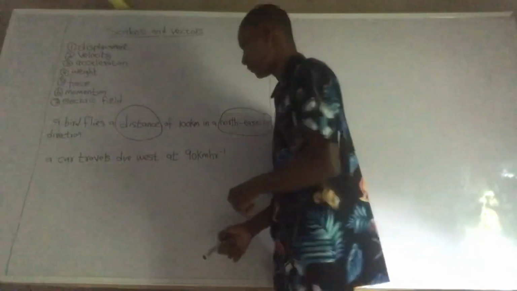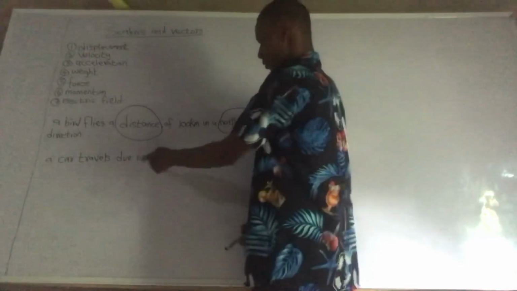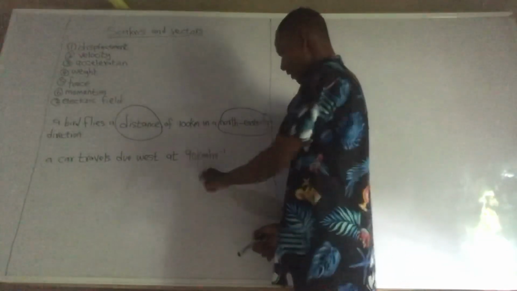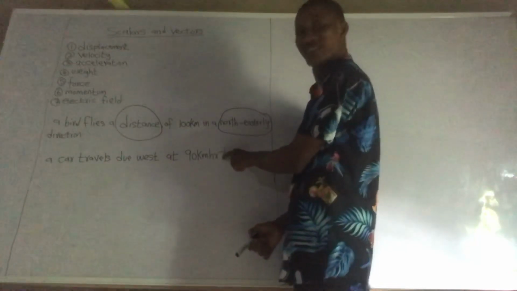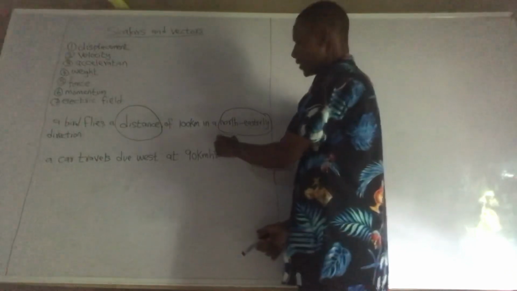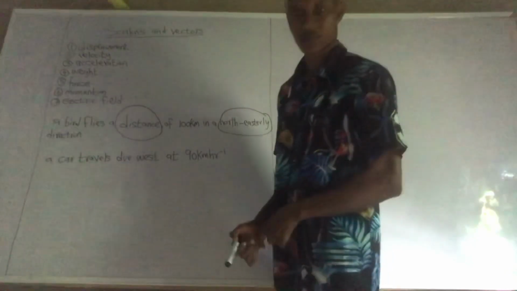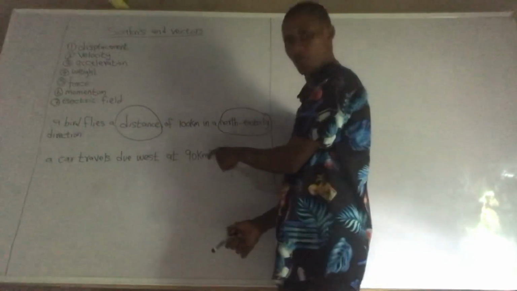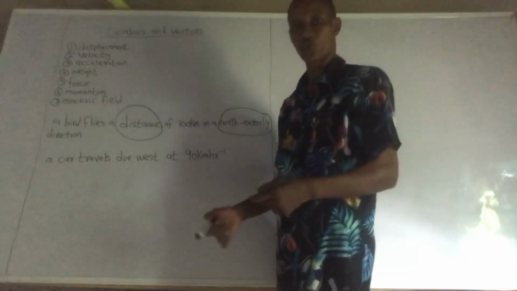How? It said a car travels due west. Due west stands for direction, at 90 kilometers per hour. This number here that's attached to a unit called kilometer per hour stands for a scalar quantity called speed. Even though they did not write the speed here, that's why as a physics student, you must know the units of physical quantities.